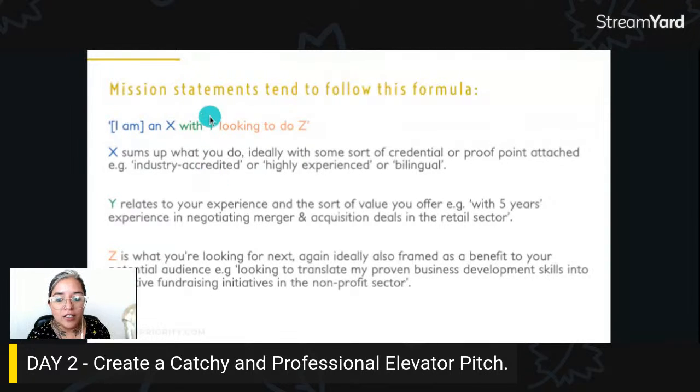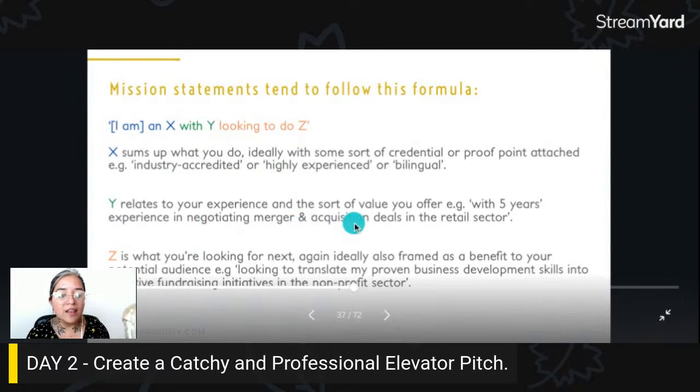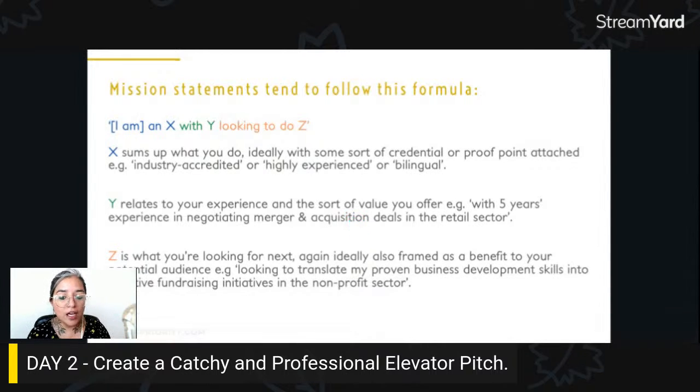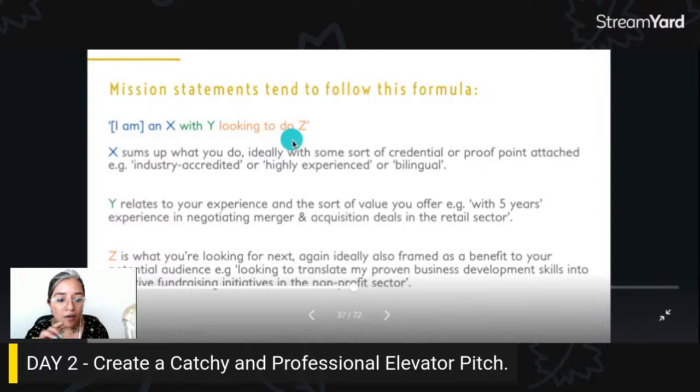Then in green, you have the why. In this case, 7 years experience, 10 years experience, etc. It relates to your experience and the sort of value that you offer. For example, with 5 years of experience in negotiating, okay? And the last part, orange, is what you're looking for next.